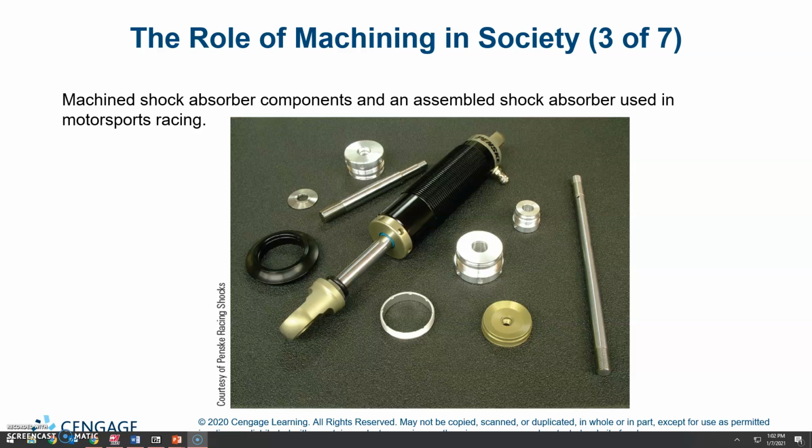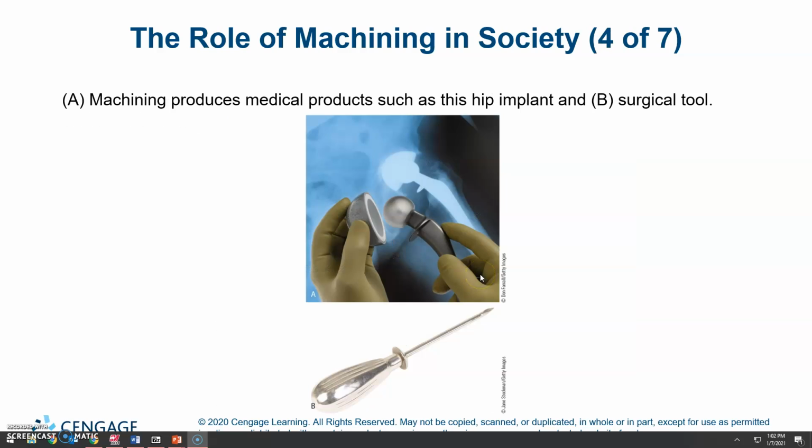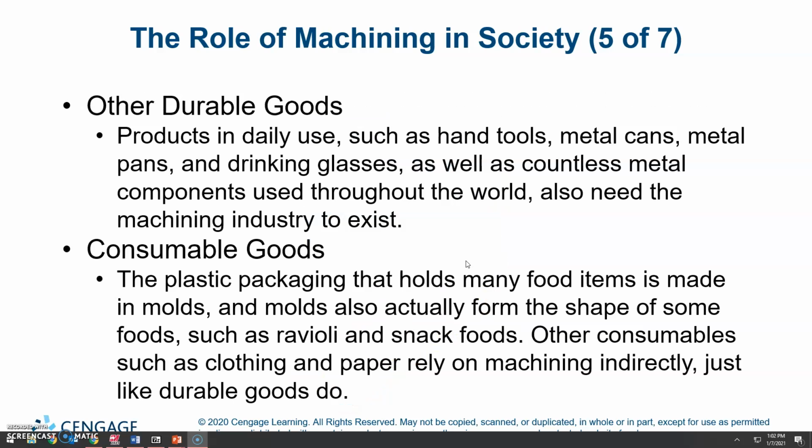Machine shop absorber components and an assembled shock absorber used in motorsport racing. So all of these are actually machined in a machine shop. Machining produces medical products such as hip implants and surgical tools. So of course that's a hip replacement. You can see the x-ray back here of the ball and the recess there. And then of course that was like a pick of some sort.